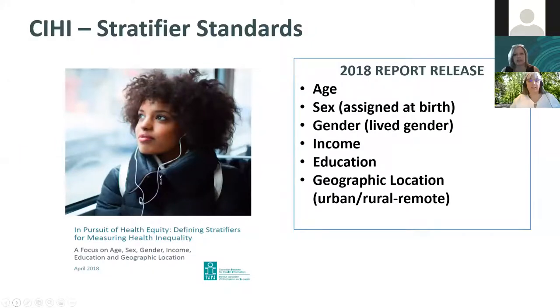As a result of this dialogue, in 2018, CIHI released In Pursuit of Health Equity, defining stratifiers for measuring health inequality. In conjunction with Statistics Canada and external stakeholders, CIHI developed standards for how to measure age, sex, which is defined as sex assigned at birth, gender, defined as lived gender, income, education, and geographic location, which was defined as urban and rural remote. Next slide.